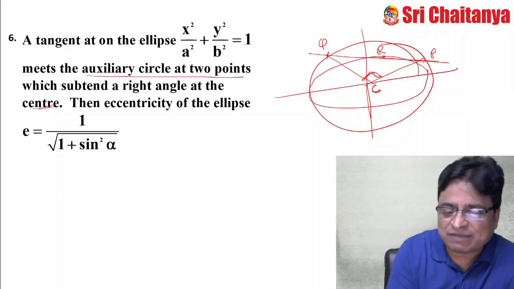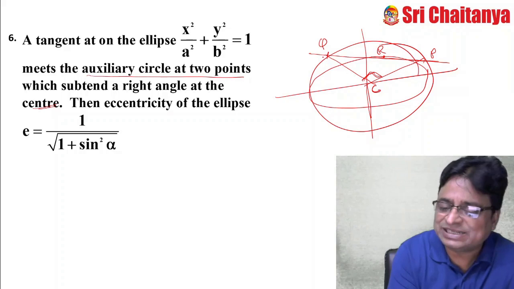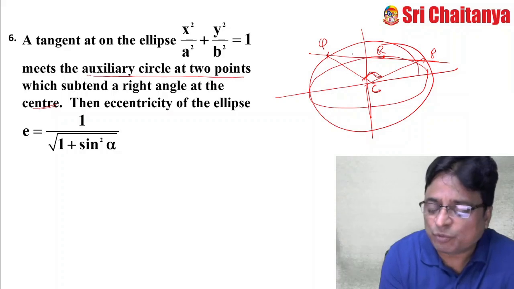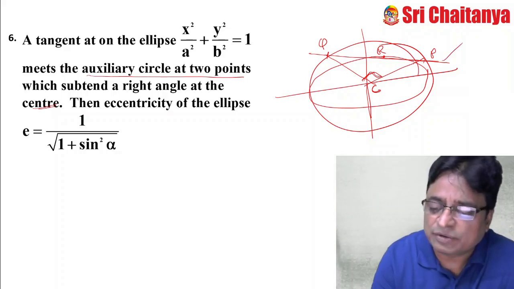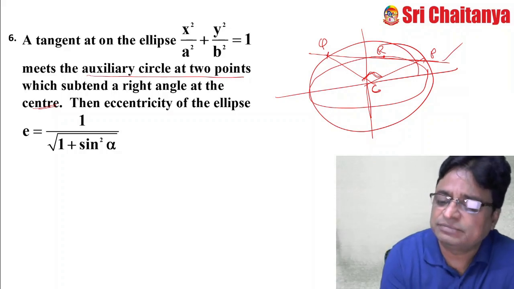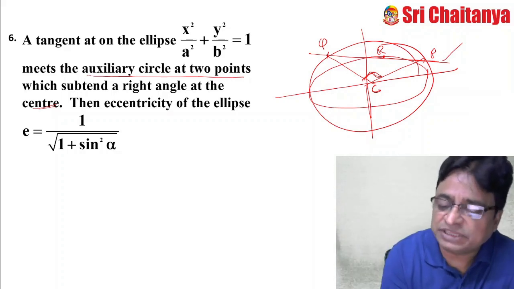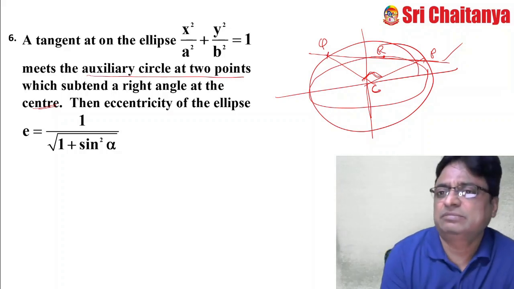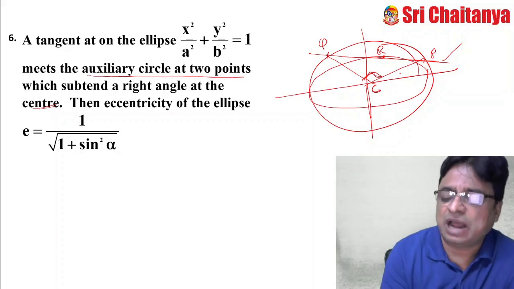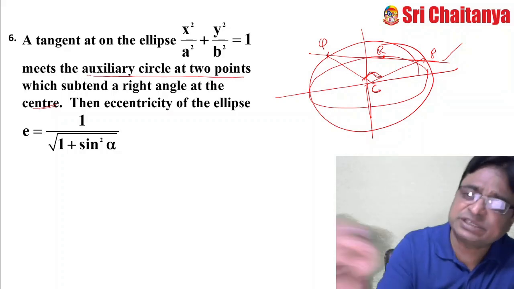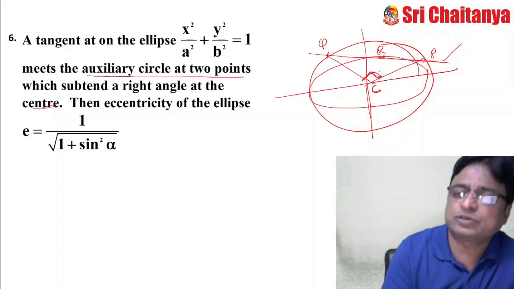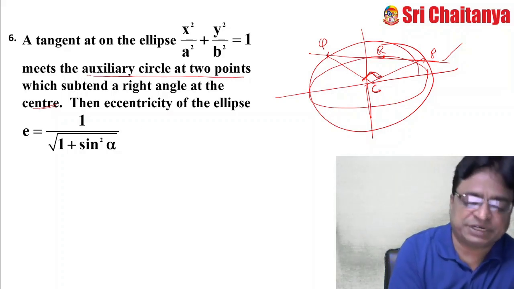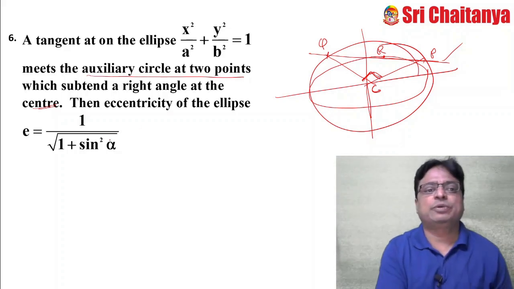And it appears like again a line which makes an angle of 90 degrees at the center. So what I am doing is writing the equation of the tangent to the ellipse, and with the help of that tangent, I am homogenizing the auxiliary circle. After homogenizing, since it makes an angle of 90 degrees, the coefficient of x square plus the coefficient of y square is equal to 0. After simplification, you will get the eccentricity as 1 by root of 1 plus sine square alpha.